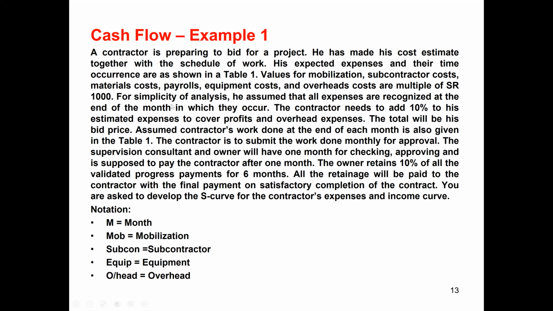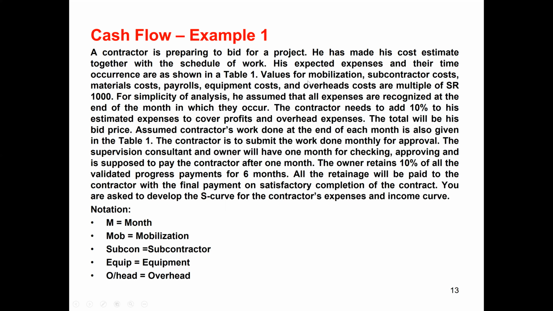For simplicity of analysis, the contractor assumes that all expenses are recognized at the end of the month in which they occur. The contractor needs to add 10% to these estimated expenses to cover profit and overhead expenses. So the 10% is what we have to add to those expenses as profit, and the total will be his bid price. So with those direct costs and overhead costs or indirect costs, plus the 10% addition, it will become the bid price of the contractor.